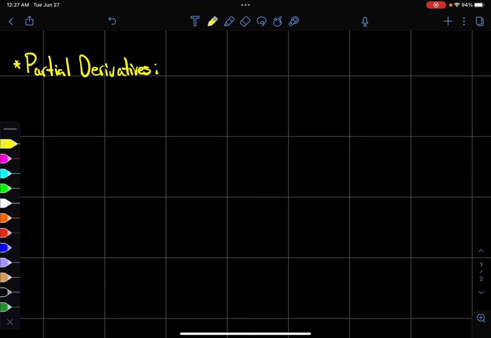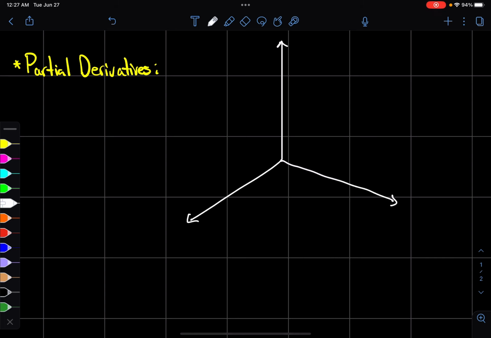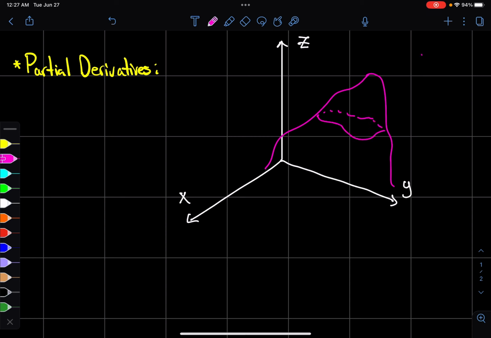Well, the best way to think about it is if I make my little axis here. So my z-axis, my x-axis, my y-axis, and of course, label your graphs. That's a very good thing to do. Let's just pretend that I have a function that kind of looks like a mountain, right? So, I don't know, something like this. All right, there's my function. This is my 3D function, f of x, y.